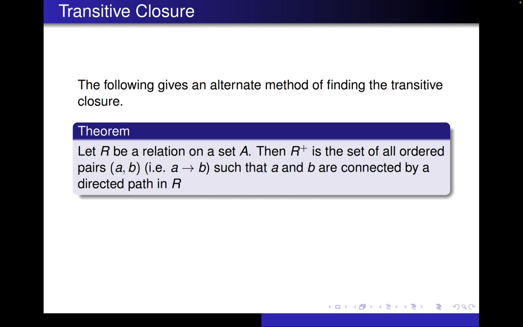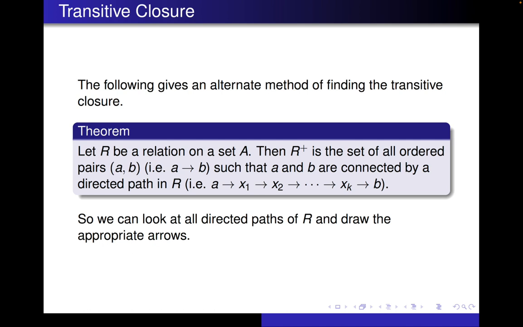And the way we can see this is it's connected by a directed path in R, and a visual of this is, all that means is we draw an arrow from A to B whenever we have this picture, where A is pointing to an element, that element is pointing to another element, and we keep on moving down the arrows in the correct direction until we get to B. So anytime we have that picture there, we have to draw an arrow from A to B. So we can look at all the directed paths of R and then draw the appropriate arrows from that as an alternative.